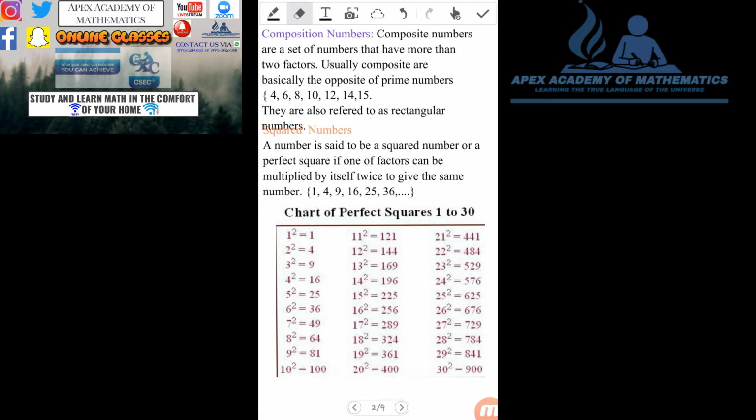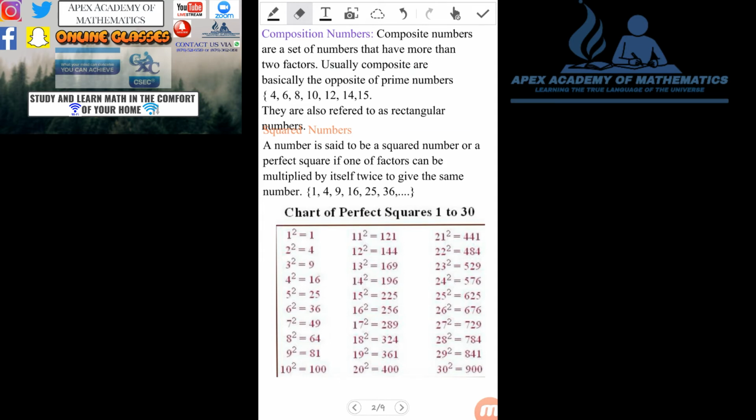Now earlier we said that prime numbers are numbers that have only 2 factors, only 2 divisible factors, but now we're saying that composite numbers are numbers that have more than 2 factors. So that, to me, based on reading and understanding, is the opposite of what a prime number is, because a prime number has only 2, and this has more than 2. So clearly you can see that composite numbers are numbers that have more than 2 factors, which is the opposite of prime numbers. All right, so that's why I've written here, usually composite numbers are basically the opposite of prime numbers.